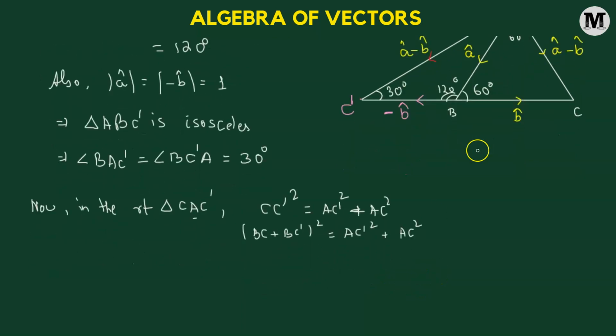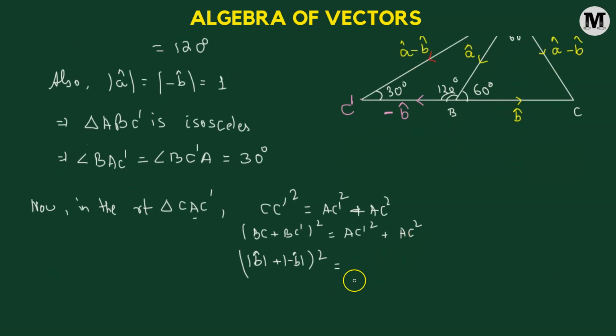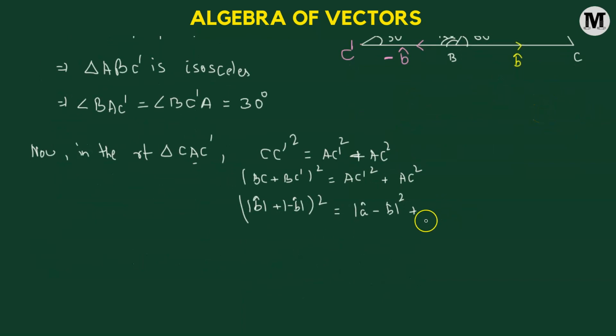Okay, again from the figure, what is BC? BC is nothing but the magnitude of b cap added to BC prime, that's the magnitude of negative b cap, and then we square this value. This will be equal to AC prime squared. What is AC prime? That's a cap minus b cap. We consider its magnitude and then square it. Then AC is going to be a cap plus b cap. I made a mistake earlier, because we are using the triangle law of vector addition. So here we have the magnitude of a cap plus b cap squared.